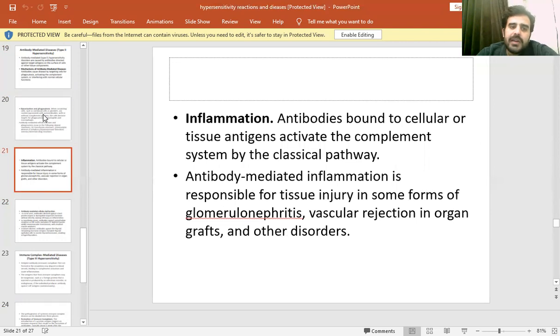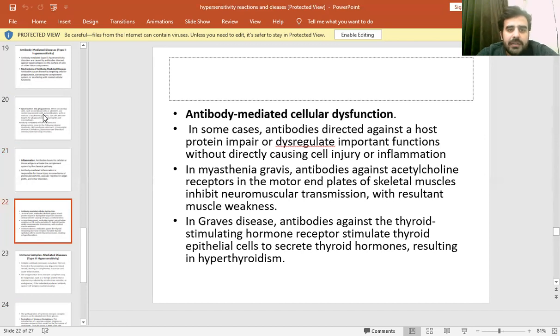And then the second mechanism was inflammation, which was activated by the complement system by the classical pathway, which is activated by the antigen antibody complexes. And it occurs in glomerulonephritis and vascular rejection in organ grafts, and some other disorders. And in antibody mediated cellular dysfunction, we have discussed myasthenia gravis and Graves' disease.